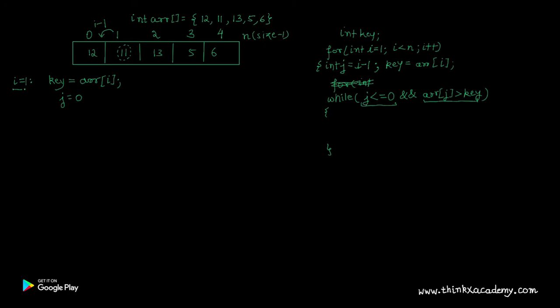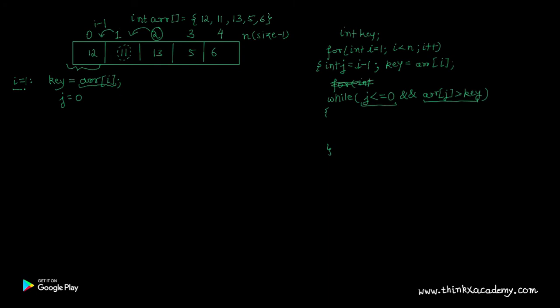So this condition says that j is handling the previous set of cards from a particular card, which is the array's ith position. So this value of j can never be less than 0. Let's suppose we are at i equals 2, then j will be i minus 1, and it will run from the i minus 1 position down to the 0th card, but it cannot be less than 0. It can be equal to 0.